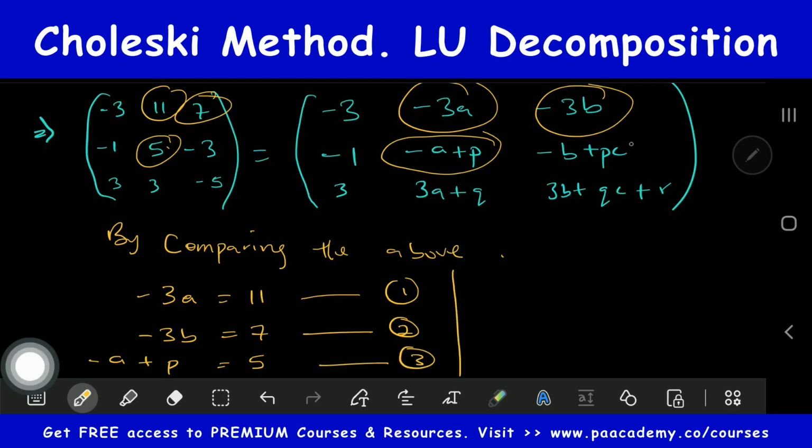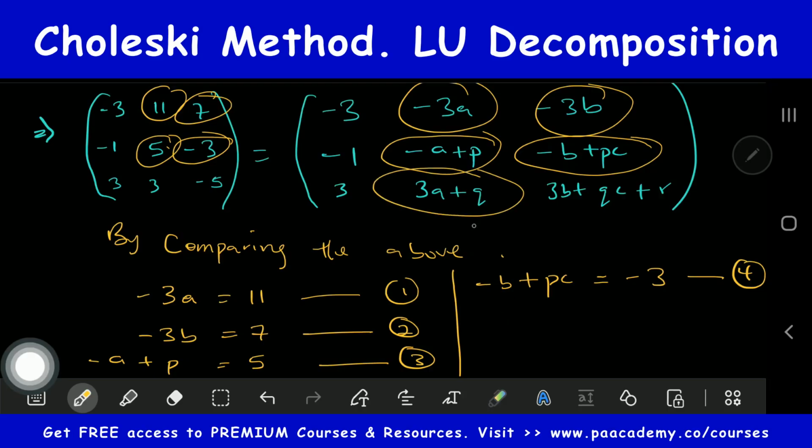Okay, then we are having this minus b plus pc equals to what? Minus 3. Okay, so minus 3. So this will be our equation 4. And then let's see, we have 3a plus q. So those ones that are having those alphabets is what we are comparing. We don't have business with this, this and this. Okay, so we have 3a plus q equals to 3. So this will be our equation 5.